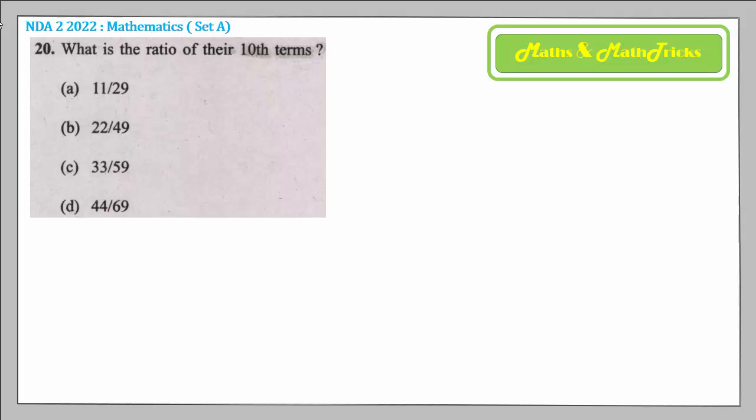Now they ask us to tell the ratio of the 10th terms. See, basically you have P by Q, which is the ratio of the sum of n terms. But now from this ratio you have to extract the ratio of the 10th terms.